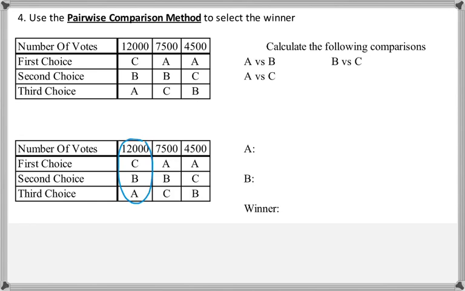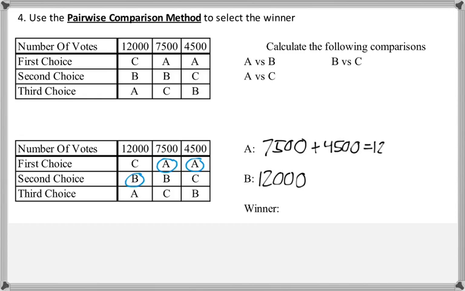So the 12,000 voters in this first column prefer B over A. The 7,500 voters in the second column prefer A over B. And the 4,500 voters in the third column also prefer A over B. So they each have 12,000. So this is a tie between A and B.